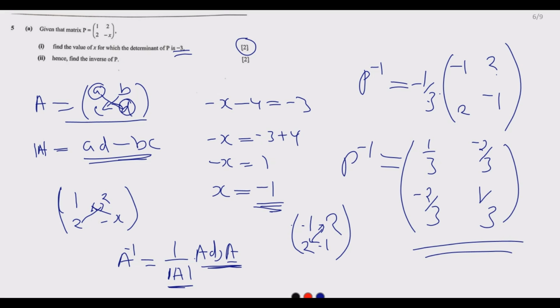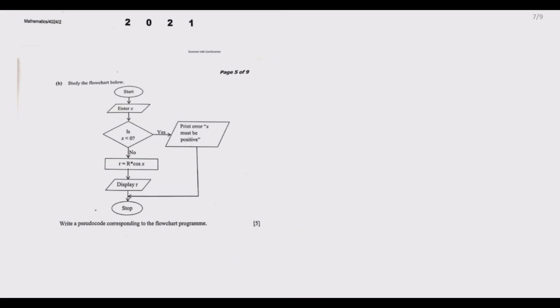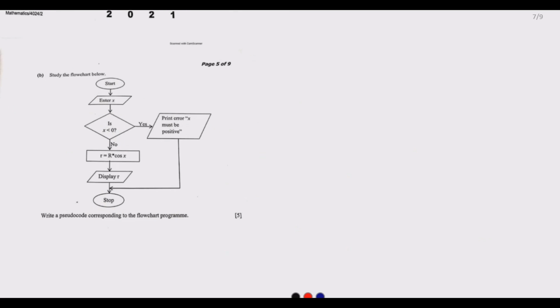Let us move to the second part of question 5, which is 5b. It leads with the flow chart below. We have start, then enter x, then is x less than 0? If yes, print error: x must be positive. Or else, if no, calculate the formula: radius small r is equal to capital R multiplied by cos x. Next is display the results and stop. The question: write a pseudo code corresponding to the flow chart.